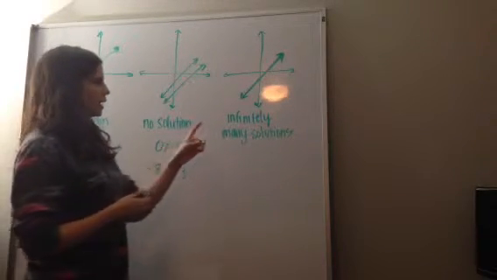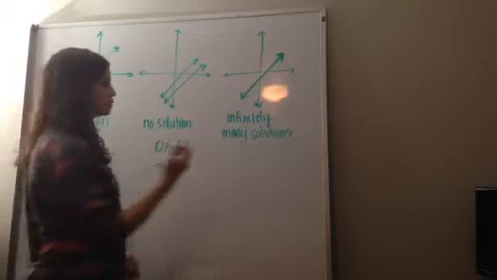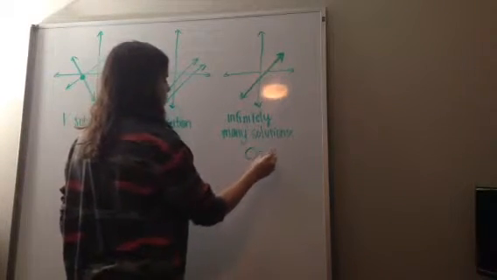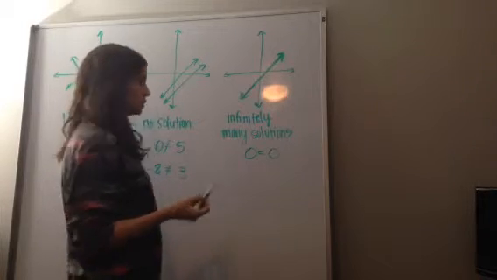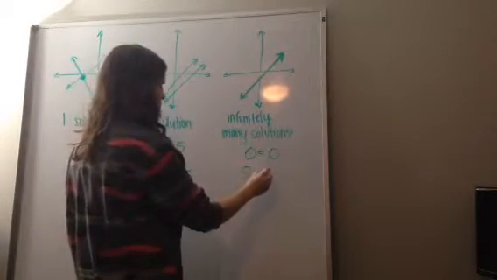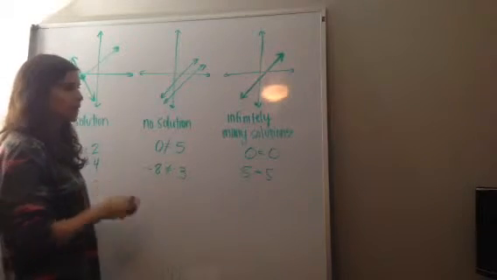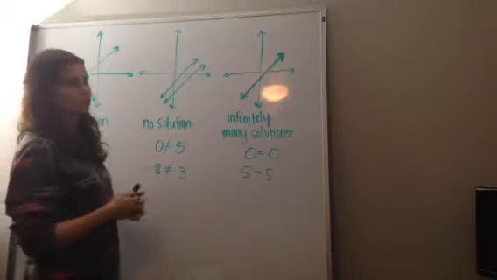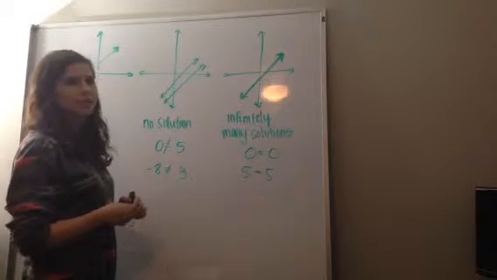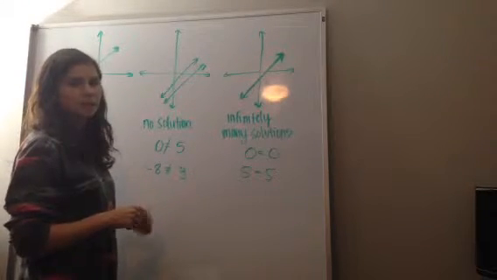Okay, and then infinitely many solutions would be if you get 0 equals 0, which is true. 0 does equal 0, or 5 equals 5, or 7 equals 7, or 8 equals 8, or negative 100 equals negative 100. If it's the same number on both sides, then that's infinitely many solutions.